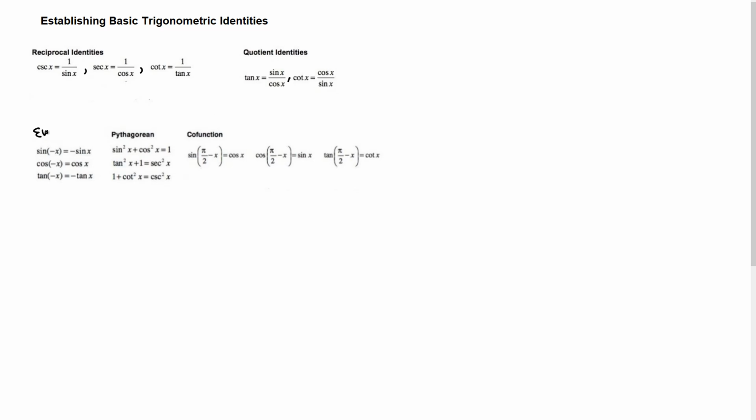And we have even odd properties. Sine and tangent are odd functions, so sine of negative x is negative sine x, tangent of negative x is negative tangent x, while cosine is an even function. That means cosine of negative x is just cosine x.